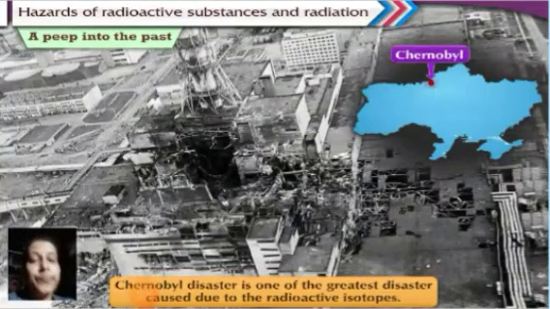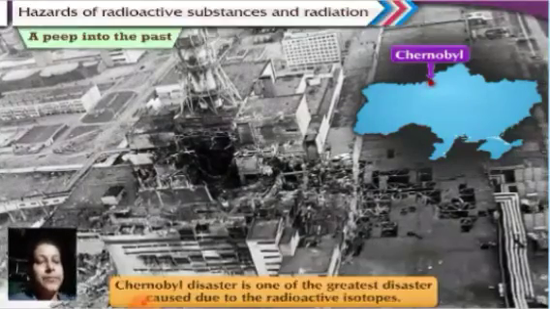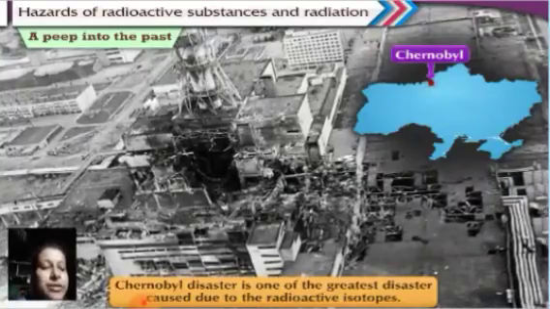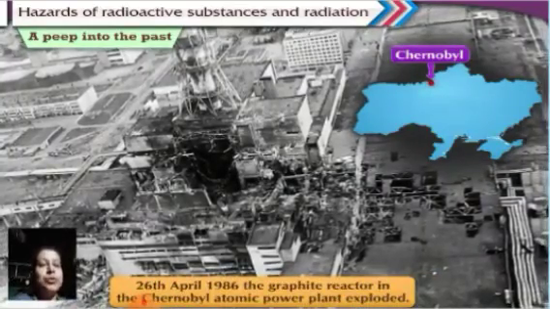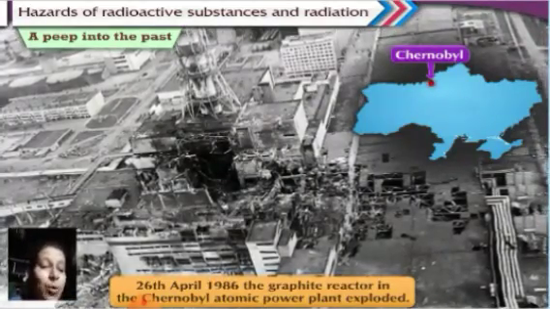Okay, so let's take a peep into the past. There was the Chernobyl disaster on 26th April 1986, which is called one of the greatest disasters caused due to a radioactive isotope of the graphite reactor. The plant suddenly exploded at that time, and because of this the radiations came out.